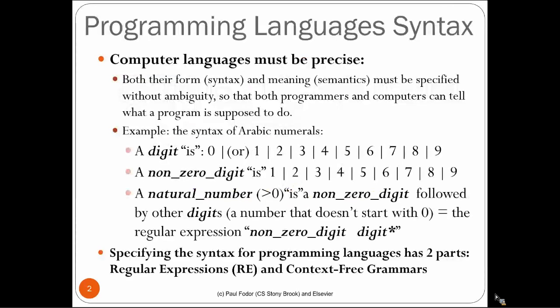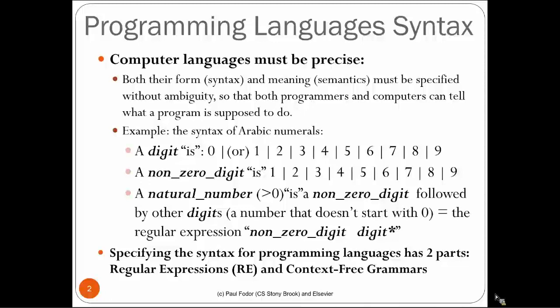So programming languages have to be very precise. Basically, any statements that you are writing in a programming language must have their form, syntax, and meaning, semantics, very well defined without ambiguity, because both the programmers and the computers must tell what the program is supposed to do. So the syntax must be very strict and the semantics has to be very exact of what the meaning of the program is, such that the output directly implements the algorithm that you are implementing.